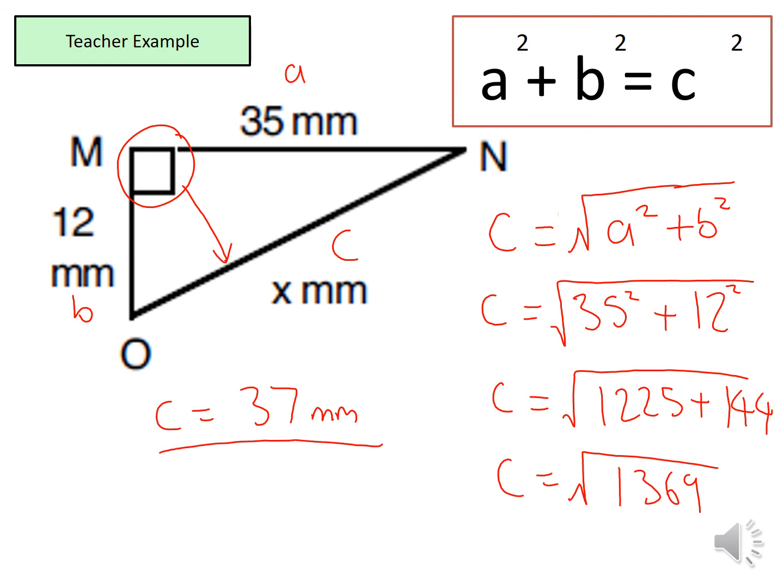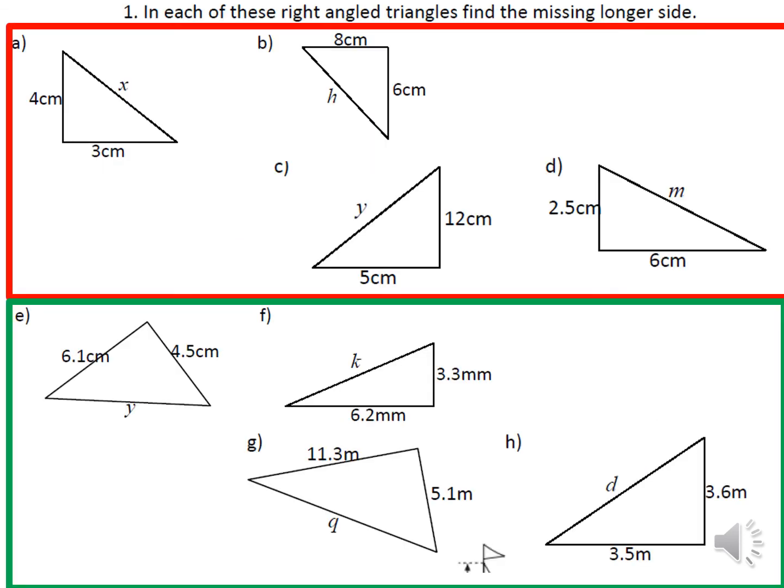Alright, so what I would like you to do now, in each of these right-angled triangles, is find the missing longest side. After you have completed this, any work that you've completed, please upload to Class Charts and it will be checked.